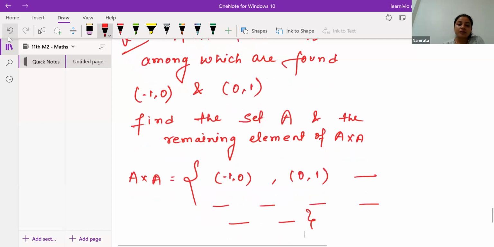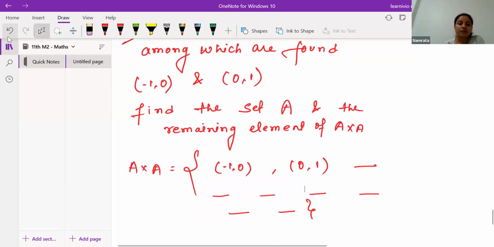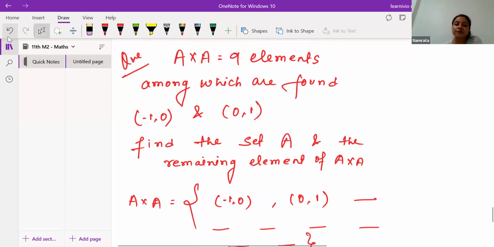Ma'am, it's given, right? Set A is -1, 0. Yeah, 2 elements are given. Total 9 elements are there. Total 9 ordered pairs are there. One ordered pair, another ordered pair, another ordered pair. Like this, 9 ordered pairs are there. Among them, 2 are given only.